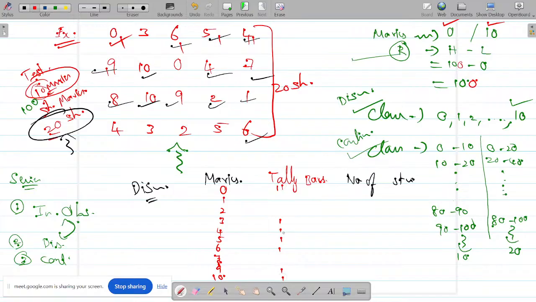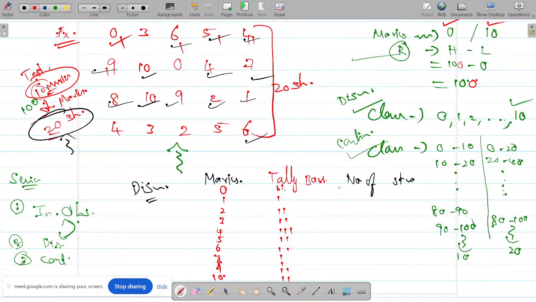0 here. 4 here. 7 over here. 8 below that. 10, another line. 9, another line. 2, 1 here, 1. 4, I think I already have 2. Then 3. Then 2. Then 5 and 6. Then I have the number of students.